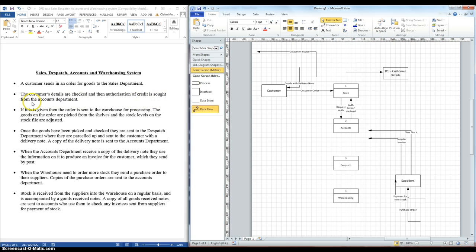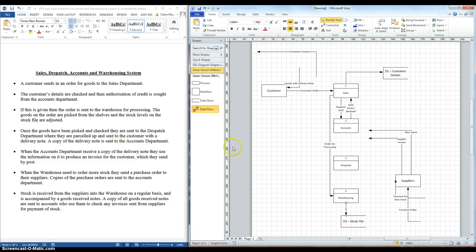So authorization is sought from the accounts department. If this is given, then the order is sent to the warehouse for processing. So again, another internal flow. Call that order for processing. The goods on the order are picked from the shelves and the stock levels on the stock file are adjusted. So again, it's saying there that we're adjusting a data store. So we've got another data store called stock file. And again, we're just showing that the warehouse uses that data store.